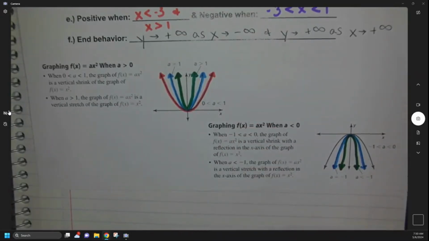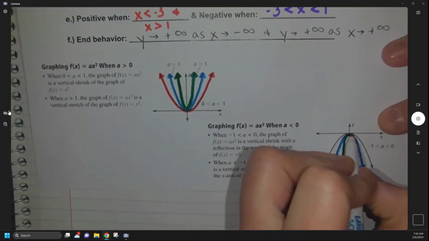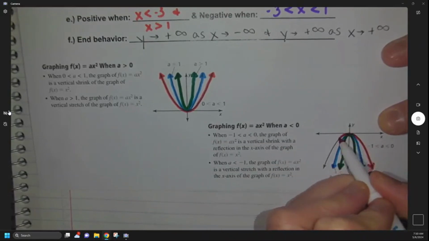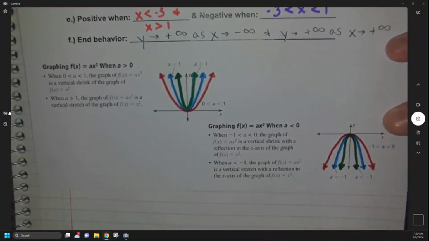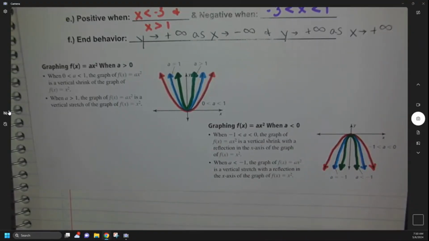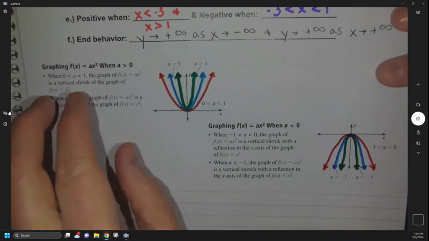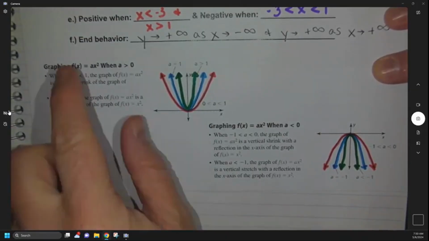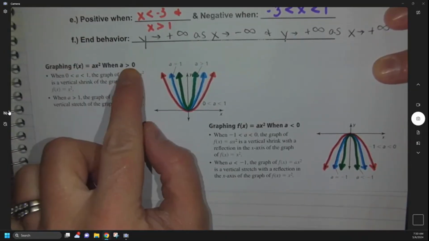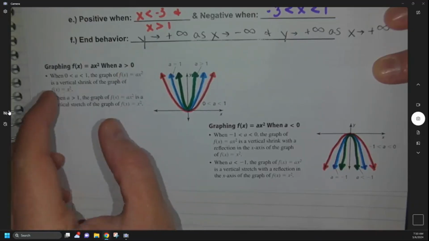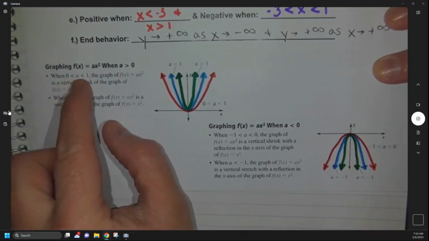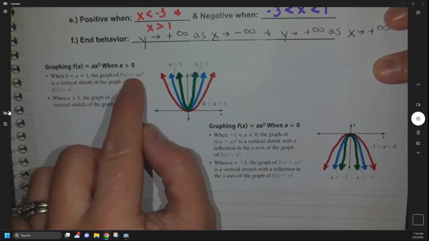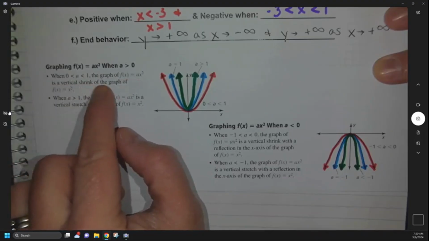And then red for the outside. That way you can kind of see more clearly what we have here. So it kind of gives you some scenarios. So for this left side, it says f of x equals ax squared when a is greater than 0. So when a is greater than 0 but less than 1, the graph f of x equals ax squared is a vertical shrink of the graph.